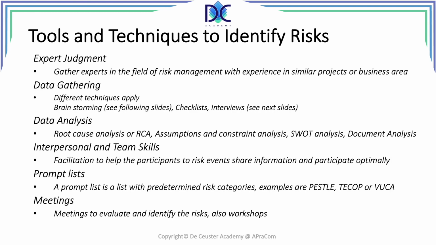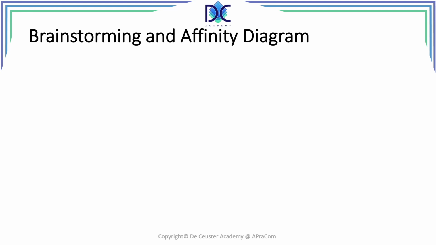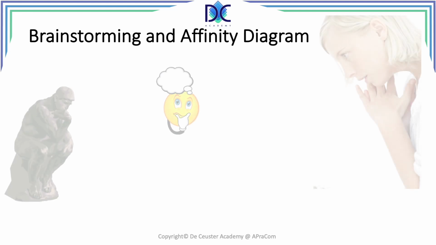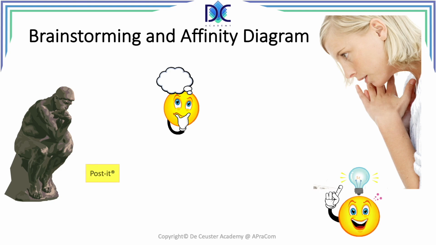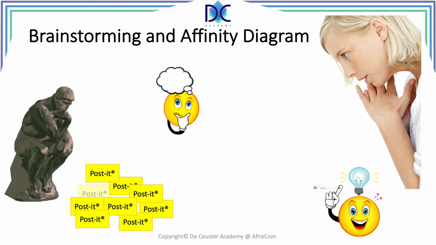The first tool I want to talk about is brainstorming and the affinity diagram. In brainstorming, we have people thinking, and this is the Thinker of Rodin, a very famous sculptor from France, and we start thinking what are all the possibilities. And we may get some ideas here. So typically we can use post-its to write down the ideas that we have, and all those post-its will later be ordered. So we put all these ideas on a post-it. We have a free flow of information, of sharing information with each other.